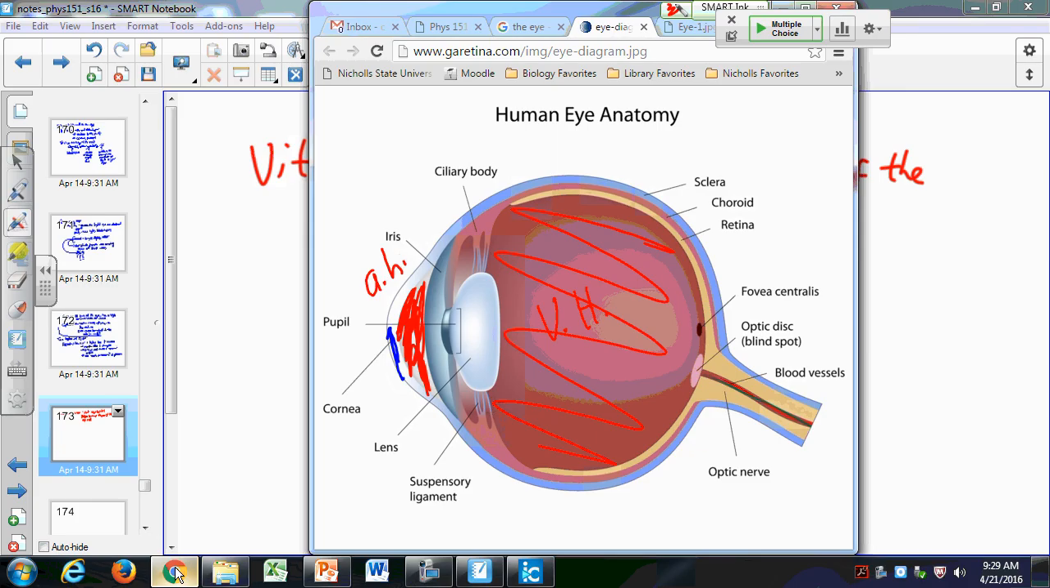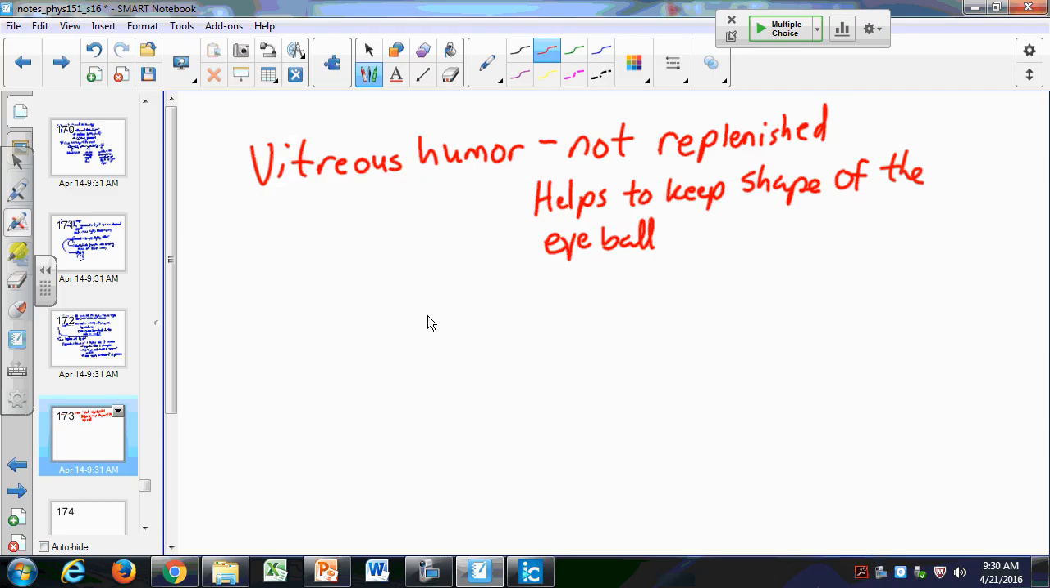I don't know of a good way to distinguish those, like in your mind. Does anybody have any mnemonic or whatever to help you to remember the aqueous and vitreous humors? No, I don't either. Just sort of know them, whatever way you do. If you come up with a good mnemonic to remember that, please let me know. I'd like to know that too. All right.